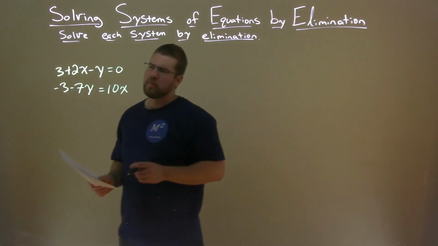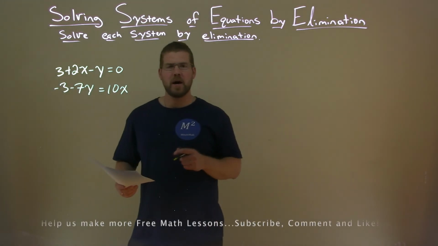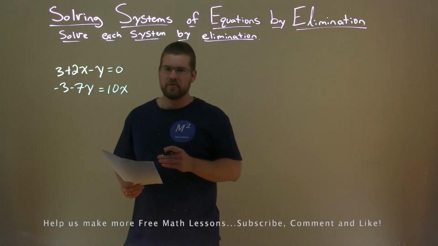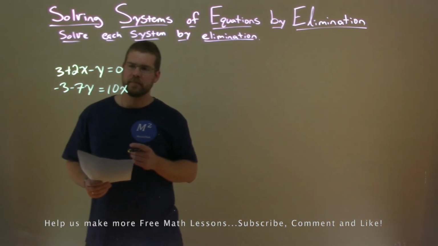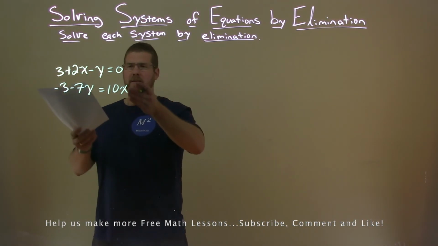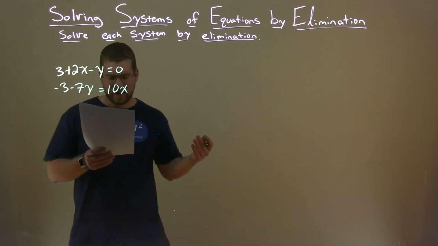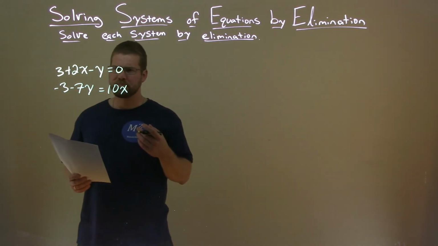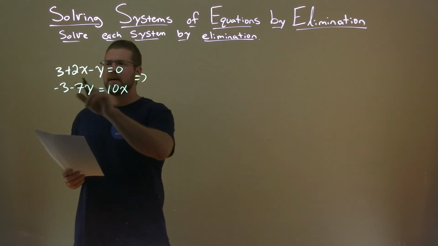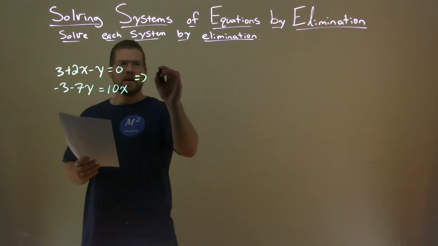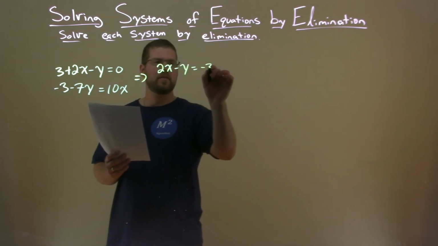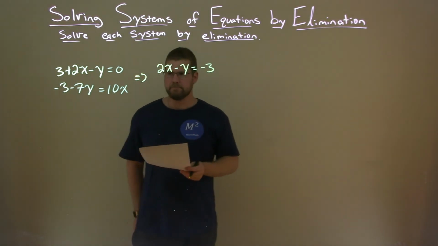We're given this problem, 3 plus 2x minus y equals 0, and minus 3 minus 7y equals 10x. We need to solve this by elimination. Well, first, they're not aligned right. So let's get all of our x and y values to the left, our numbers just to the right, the constants, okay? So the top equation, we just subtract a 3 to both sides, and we're left with 2x minus y equals a minus 3. All right. Not too bad.